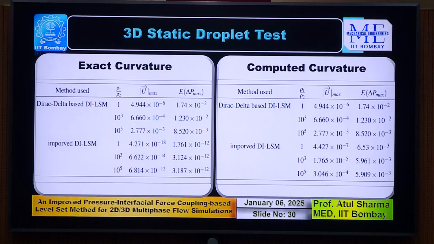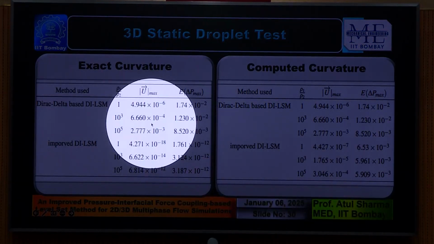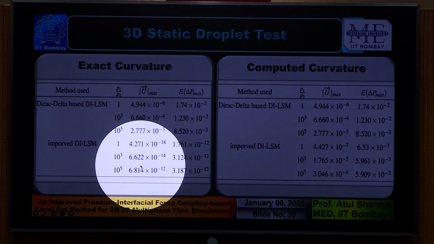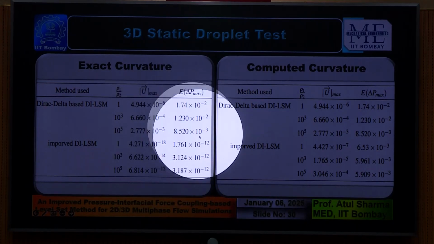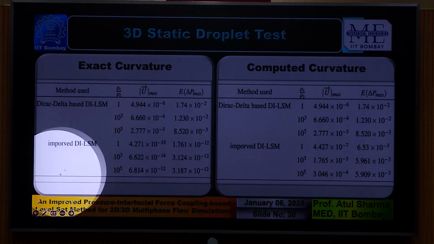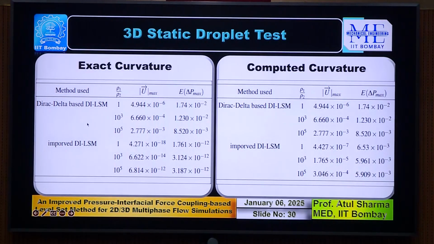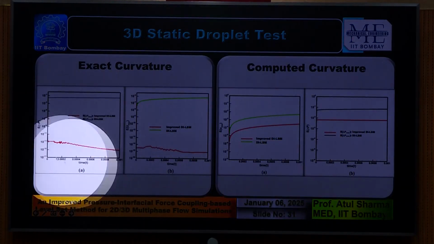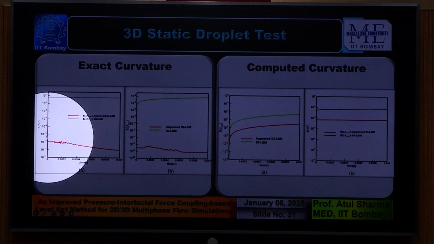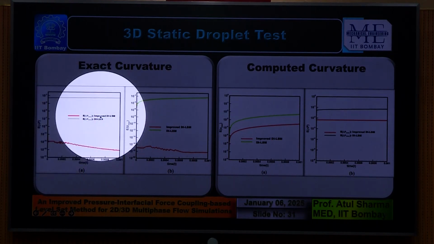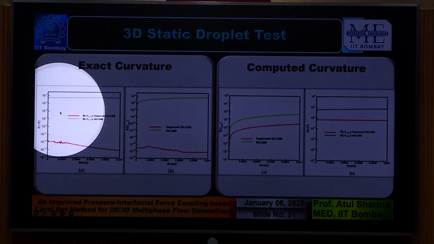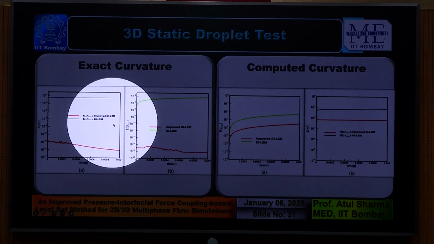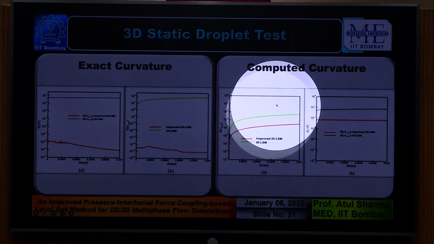Here again you can see that with exact curvature, there is a sharp reduction in maximum velocity, and there is a sharp reduction in the error with the improved level set method as compared to the traditional method. Here again, with respect to time, we have plotted the delta P, and the red is the improved one, which is much smaller as compared to the traditional method. This is the maximum velocity, and similarly for the complicated case.